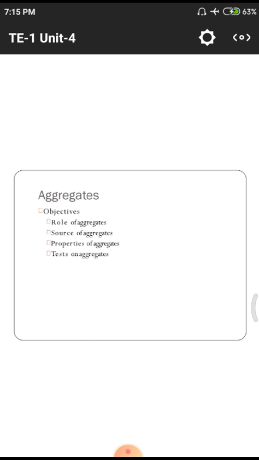Next thing, we have the source of aggregate. What is the major source? In our surrounding conditions of different areas, we have a huge quantity of hills and different rocky strata. Those are the major source for obtaining aggregates. So we have to observe in what area we have a huge amount of strong aggregates, and whether those aggregates are very strong or poor depending upon the soil strata and surrounding conditions.